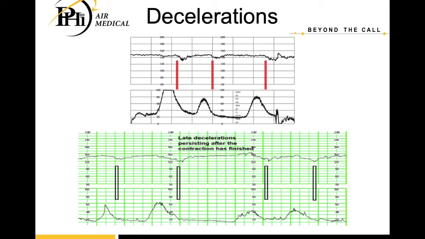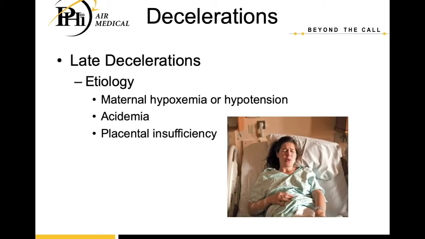And they absolutely do not line up with the onset of the contraction, right? So the onset of the decel is after the onset of the contraction, and so these are going to be late decelerations. On the bottom, you can see the same exact thing. The etiology of late decelerations is anything from maternal hypoxemia and hypotension to acidemia or placental insufficiency. So obviously a lot worse than those early decelerations.